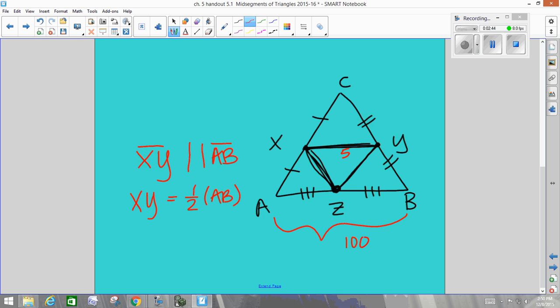If AB is 100, what's XY? 50, good. If XY is 150, what would AB have to be? 300, excellent. So if you go from small to big, you double it. If you go big to small, you're going to cut it in half. Cool.